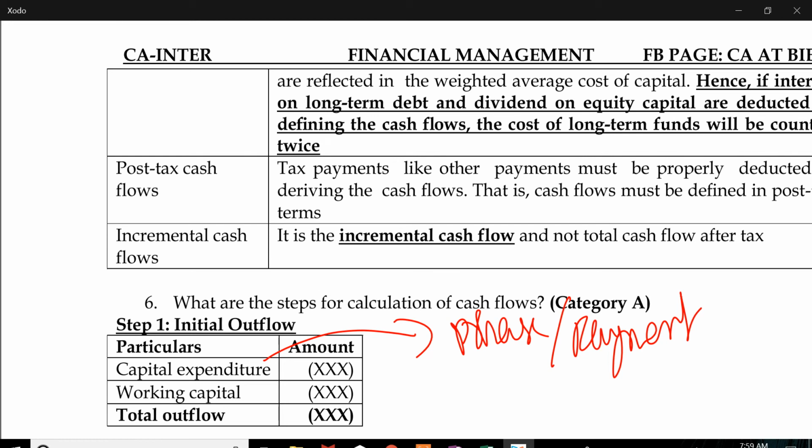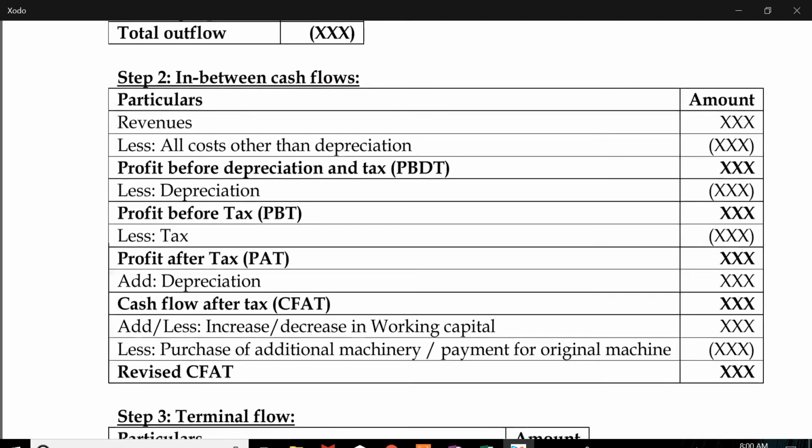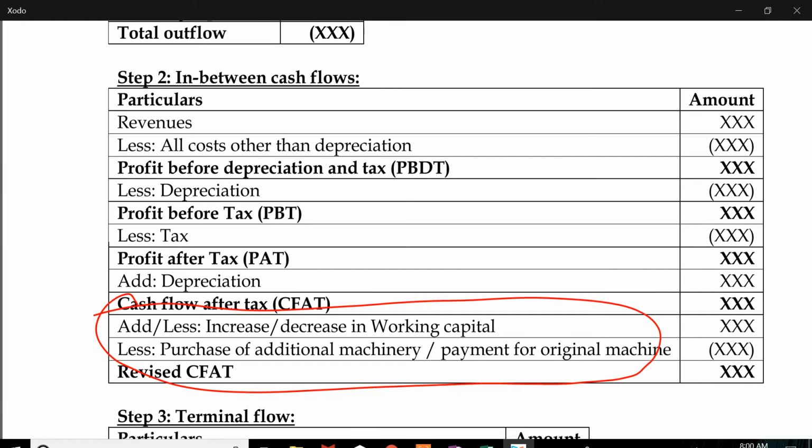Clear? Any doubts on this? Working capital basically refers to the amount of funds blocked in a company. So that's an outflow on day 0. This outflow can increase, can decrease. So this is the calculation. Add or less, increase or decrease in working capital.